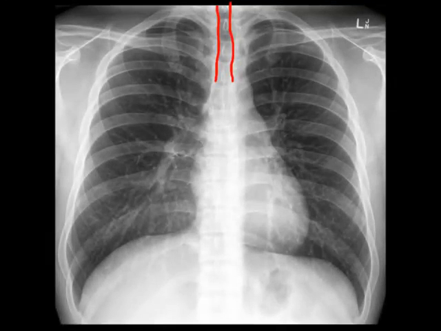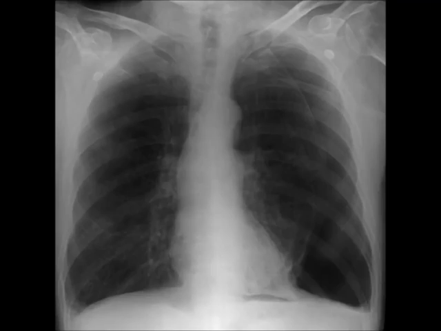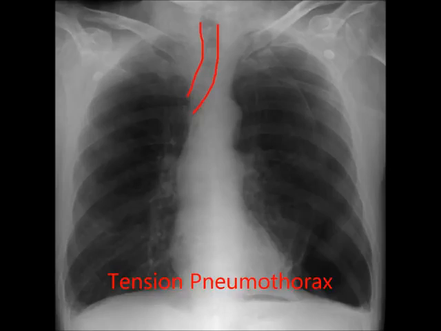Now let's start with A, which stands for airway. A normal airway is central and open. An airway that deviates to one side may be due to a tension pneumothorax.